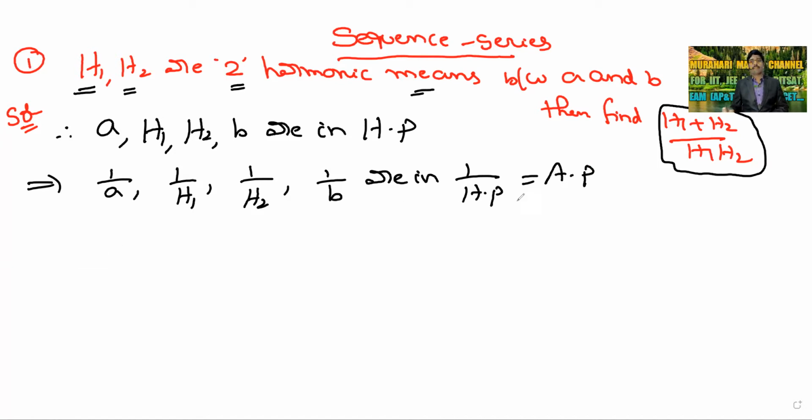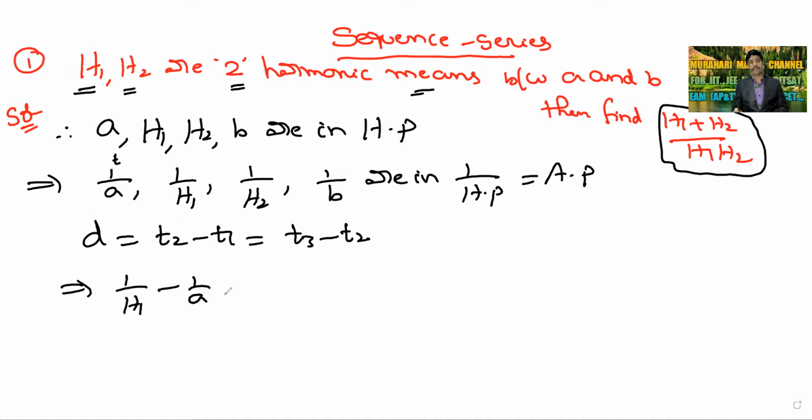In arithmetic progression, the common difference is equal. D is equal to T2 minus T1, equal to T3 minus T2. This is T1, T2, T3, T4. So 1 by H1 minus 1 by A is equal to 1 by H2 minus 1 by H1, equal to 1 by B minus 1 by H2. The second term minus the first term equals the third term minus the second term, equals the fourth term minus the third term.